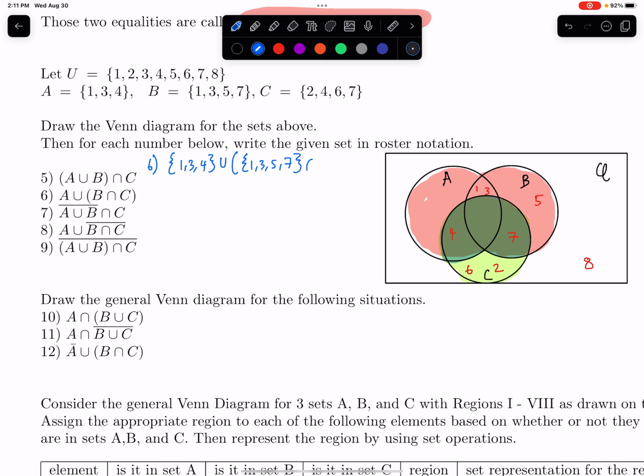Yeah, next is the intersection symbol. And then the C set, which is 2, 4, 6, 7. Close the curly bracket, and then don't forget the parenthesis at the end. Yeah, this parenthesis right there. So all I've done is just copy down the question. That's 1 point right away.